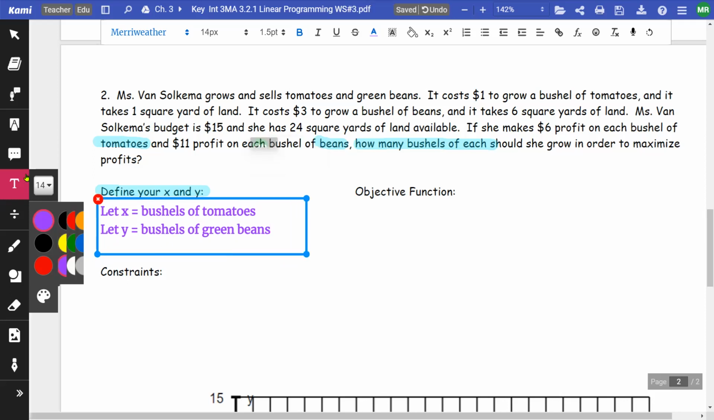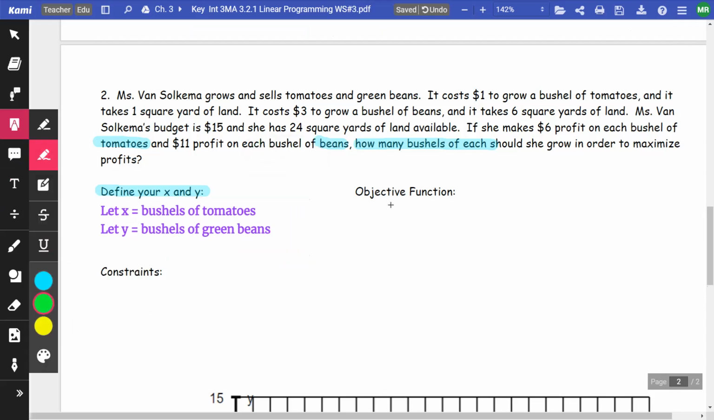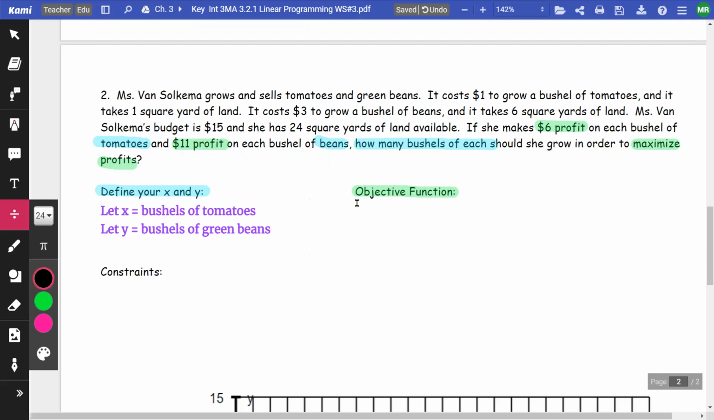Now my objective function is what we're maximizing or minimizing. So in this case, for our objective function, we are trying to maximize profit. So it's going to be profit again. So $6 profit, $11 profit. So our objective function is going to be profit is equal to 6x plus 11y.